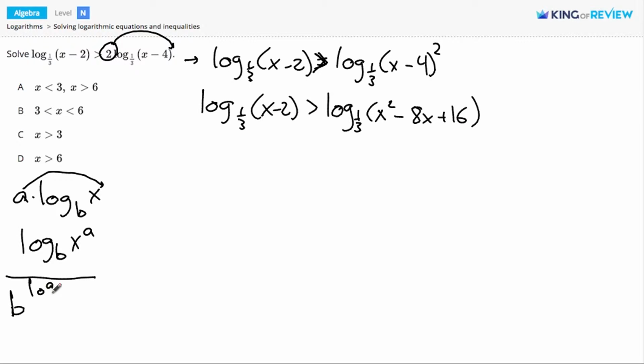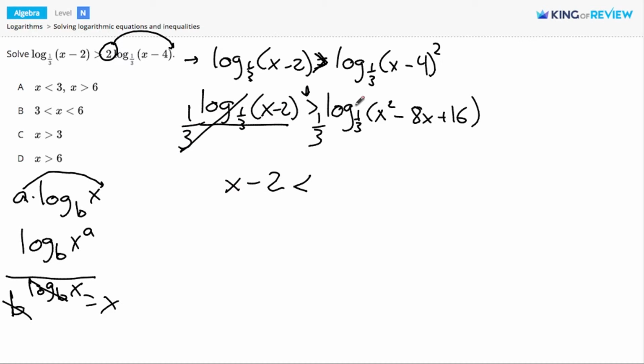If I take some number b and raise it to the power log base b of x, the exponent and log cancel each other out and we're just left with x. So I'm going to raise 1/3 to the power of both sides. The only issue is that 1/3 is less than 1. I know the left side of my inequality is greater than the right side, and if I raise a number less than 1 to a bigger power, I get a smaller number. So my sign is going to switch, and the 1/3 and log base 1/3 cancel each other out.